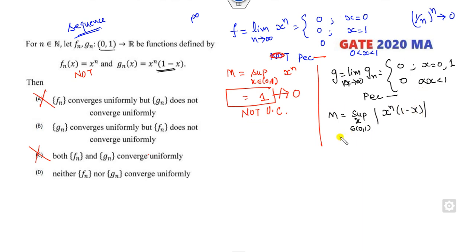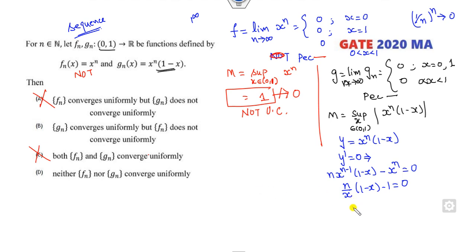How can you find the supremum? I can simply take y as this, then find the maximum value. So what is the derivative of this? n x^(n-1)(1 - x) minus x^n is 0. x^(n-1) will be cancelled out. So n(1 - x) - x is 0. So you can see n minus nx is equal to x. So x is my n over n plus 1.